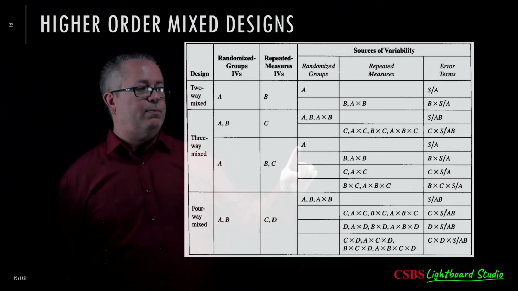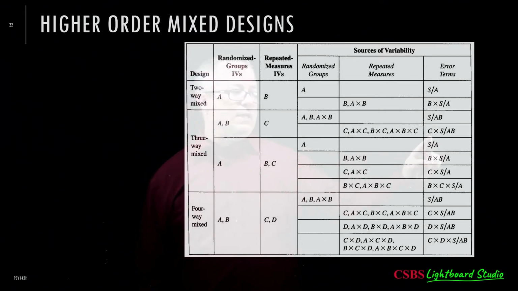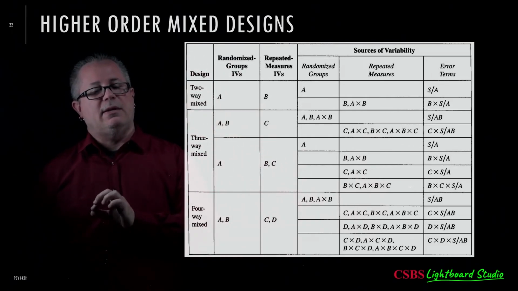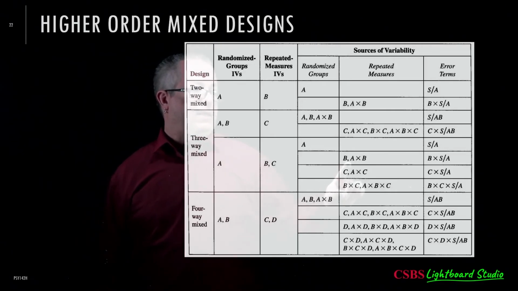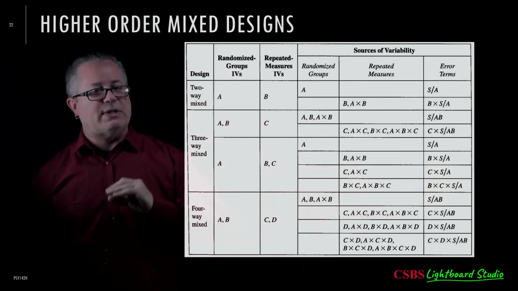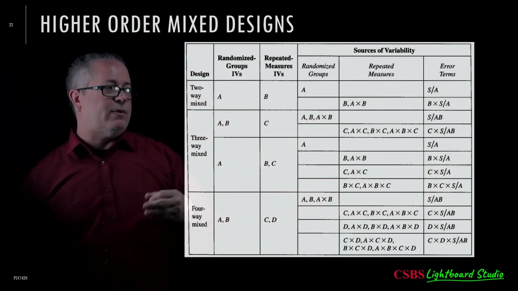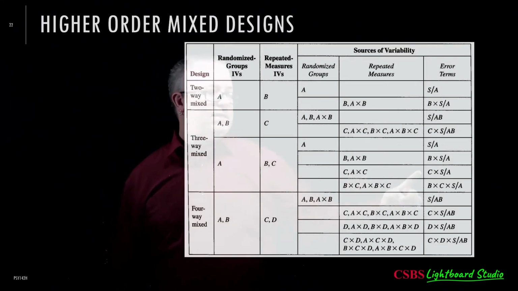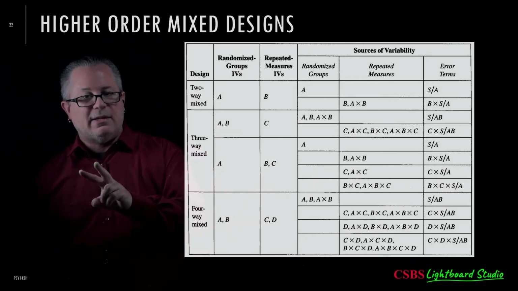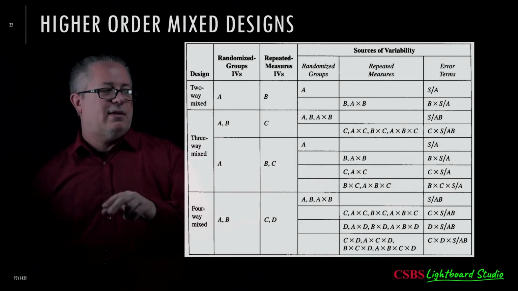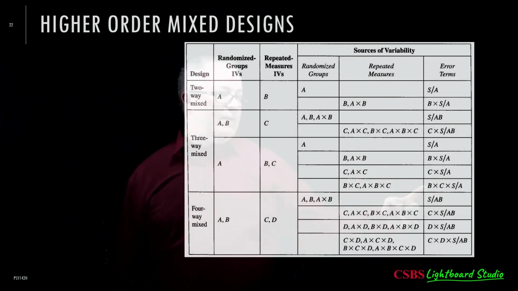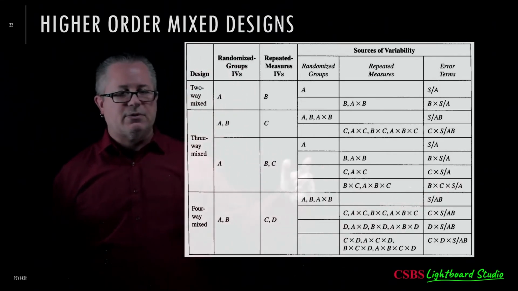Because A is the only thing that's between groups, it gets its own S with an A, and that's it. Anything that has just B in it, along with A, so B, A times B, gets a B by S with an A. Anything that has just C and or A gets its own error term. So C and A by C gets C by S with an A. And then everything that has both B and C, whether with or without A, gets a separate error term. Because B by C, A by B by C, get B by C by S with an A. You see how ridiculous this stuff starts getting after a while?